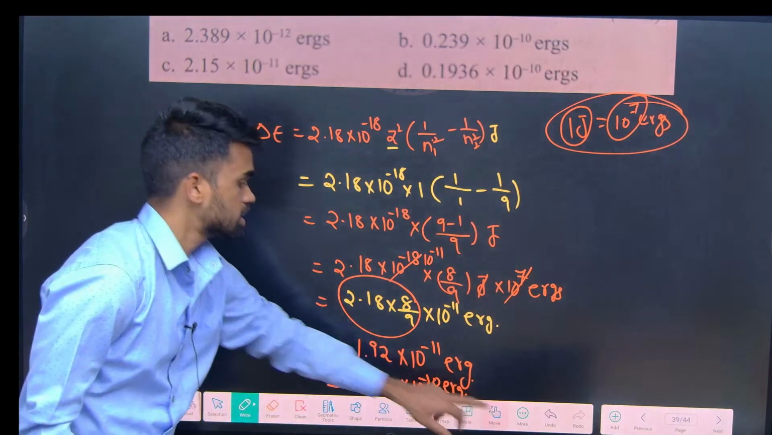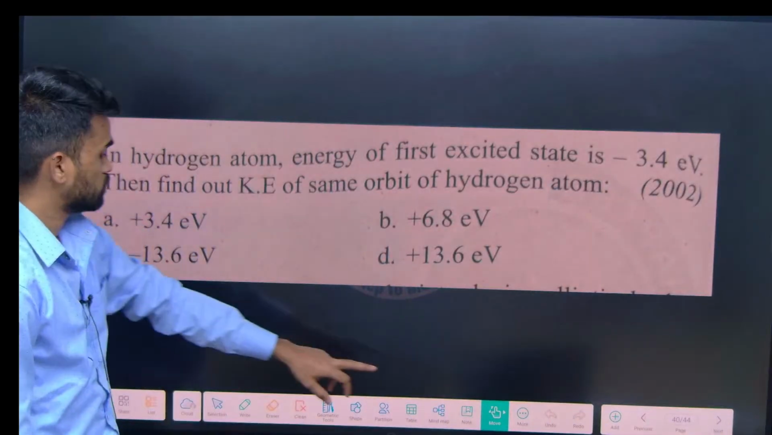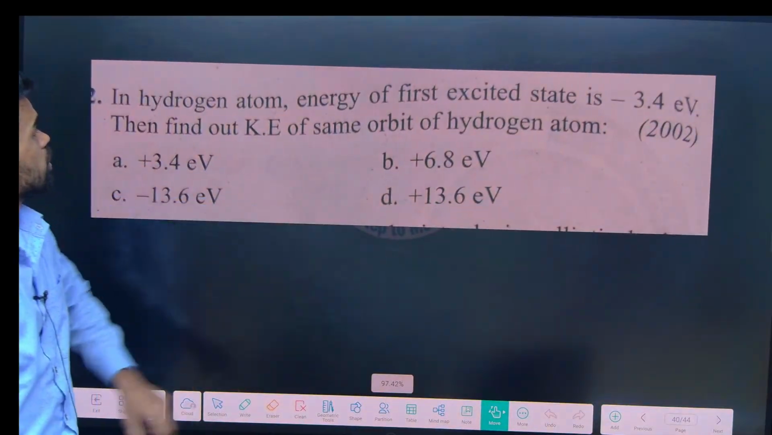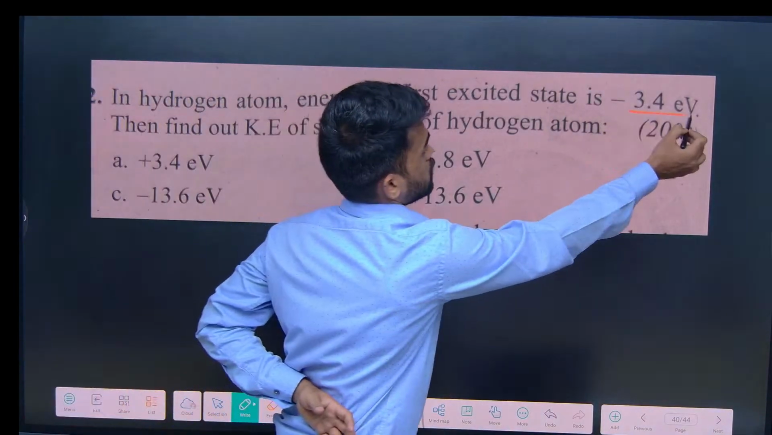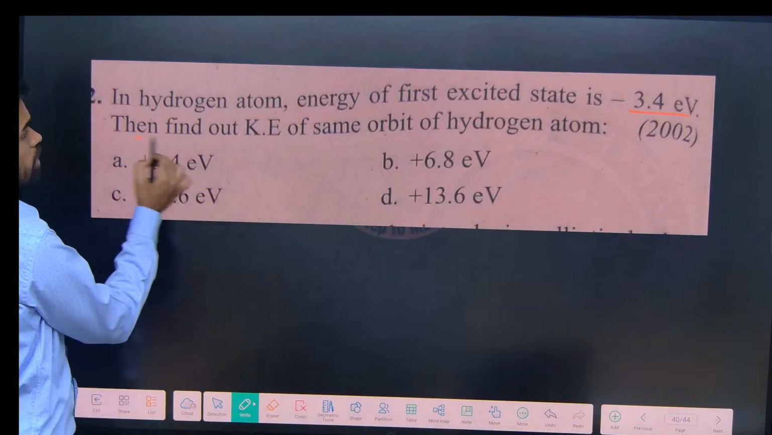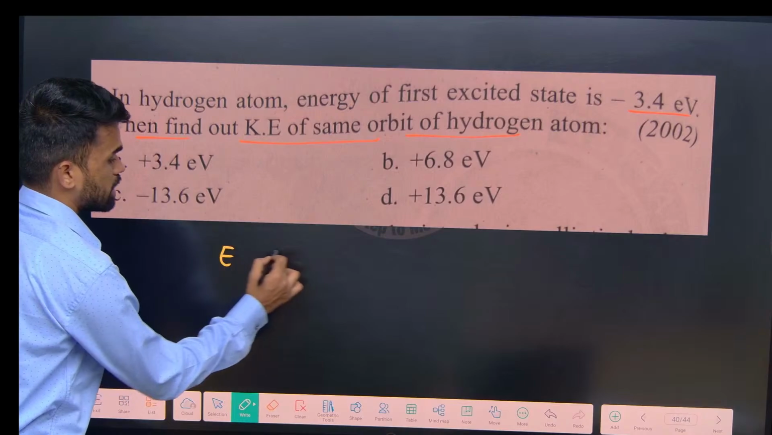Okay. So the next question here. This one you tell me. The hydrogen atom first energy of first excited state is this much. Okay. Then they are asking find out the kinetic energy of the object. So what is the relation between total energy and kinetic energy?